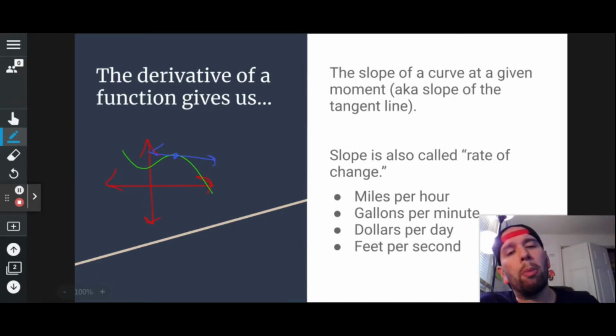However, when we talk about real life examples, like you have a particle and it's got a position, then the derivative is going to give us velocity. Or if maybe you're talking about a tank of water, the derivative could give us gallons per minute. Here's a few other examples. So the derivative gives us the slope, which is a rate. So that's what the derivative gives us.